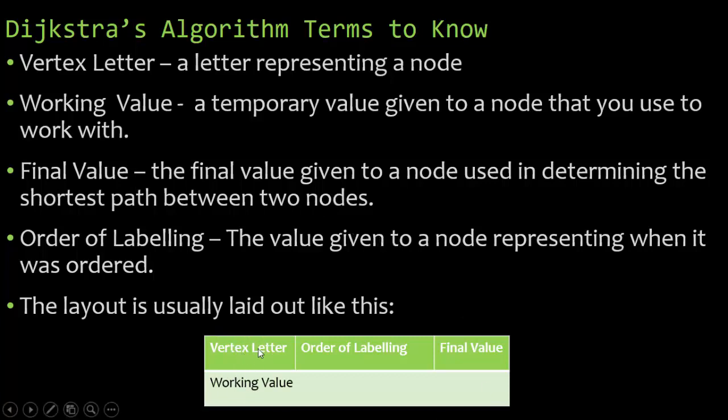In the upper left, we're going to have our vertex letter. In the middle, the order of labeling. That way we know which box or node or vertex or point to do next. We have a final value which says, hey, our node is done, and we have our temporary working value.